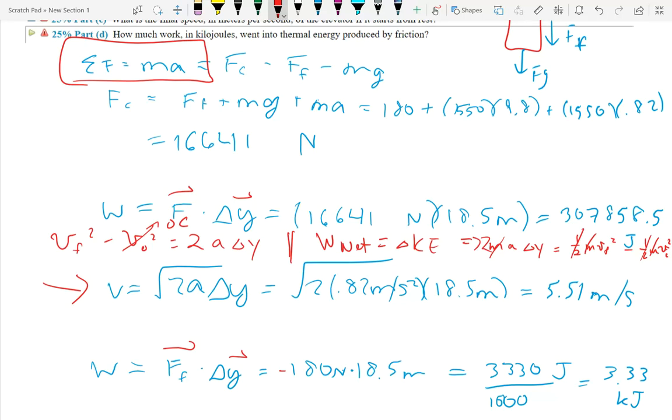Okay, potential. What kind of potential specifically? Gravitational. If I let it go, what's going to happen to that gravitational potential energy? It's going to convert to kinetic. A question for you is why? Why does it want to convert to kinetic energy?